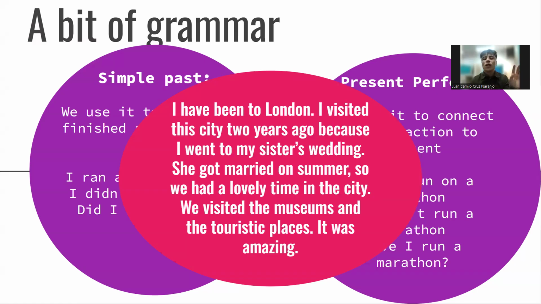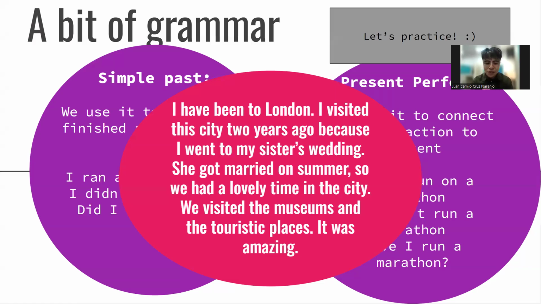So, as you can see, we started the anecdote in the present perfect because I'm connecting something that happened in the past with the present. And then all the information that happened in the trip, I'm going to tell it in simple past. So, taking this as an example, guys, we are going to mechanize and practice the grammar.